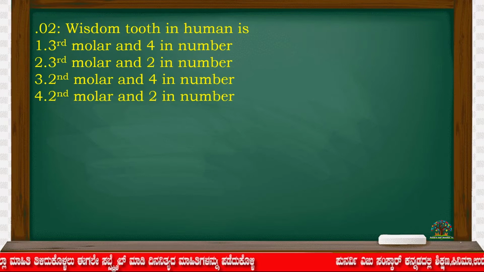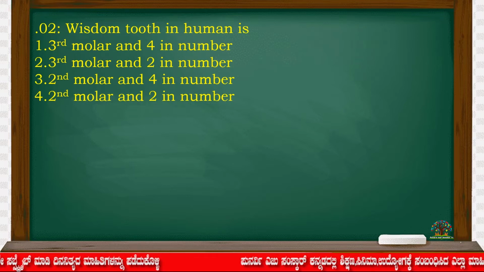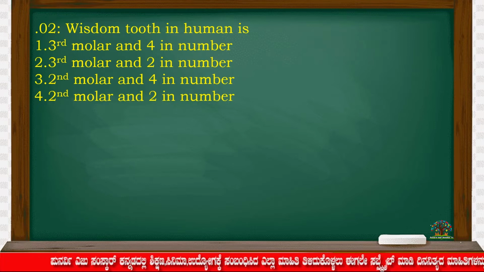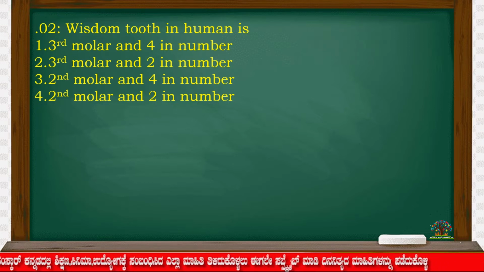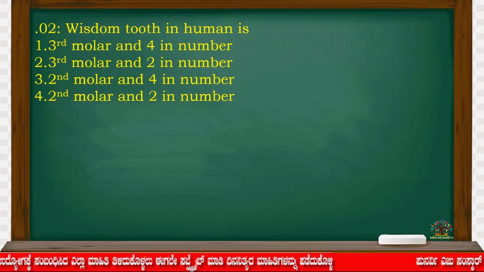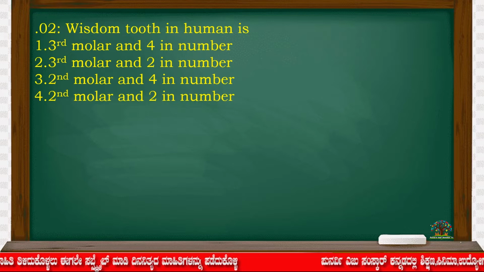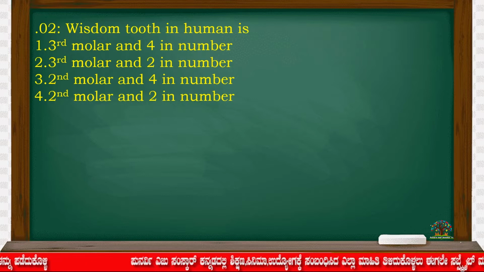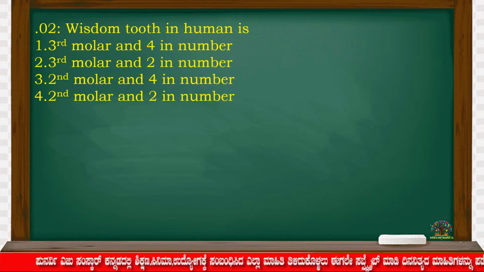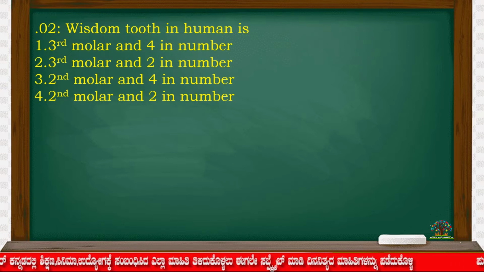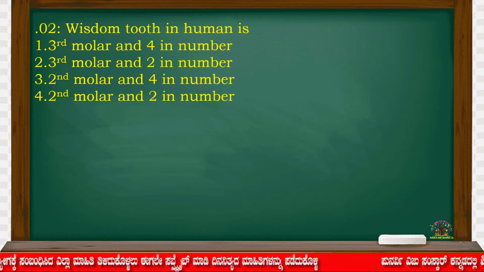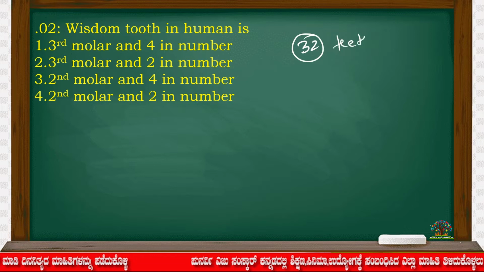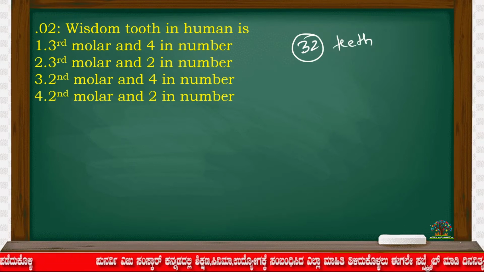Question 2. Wisdom tooth in human is, the options are: first option third molar and 4 in number, second option third molar 2 in number, third option second molar and 4 in number, and fourth option second molar and 2 in number. To answer this question, we will have to understand the dentition formula in case of human beings. Human beings in total consist of 32 teeth and the teeth in the buccal cavity are divided into four quadrants.